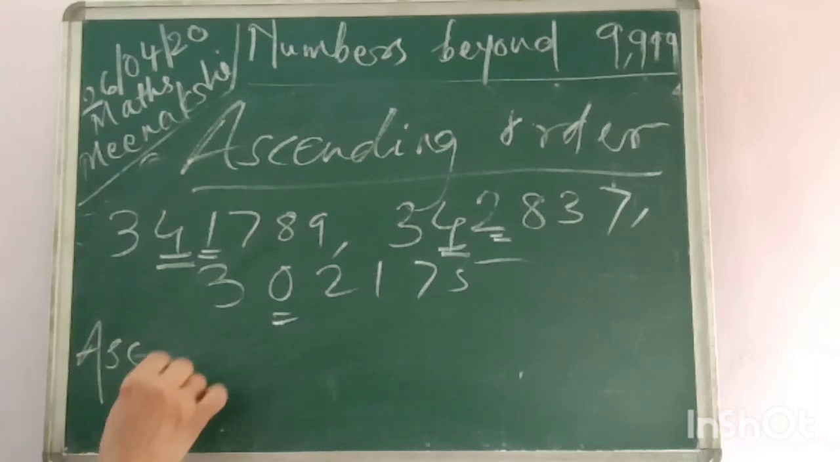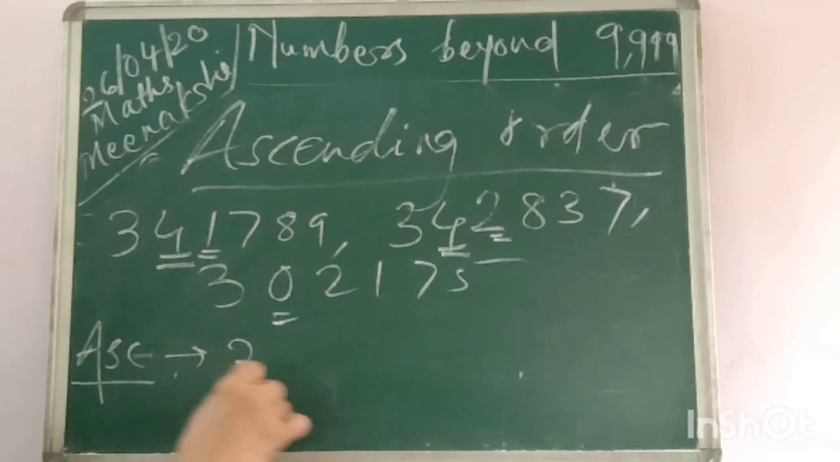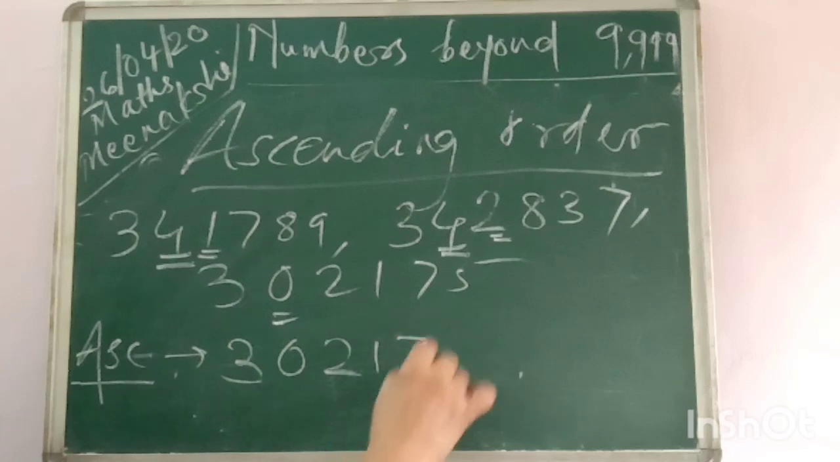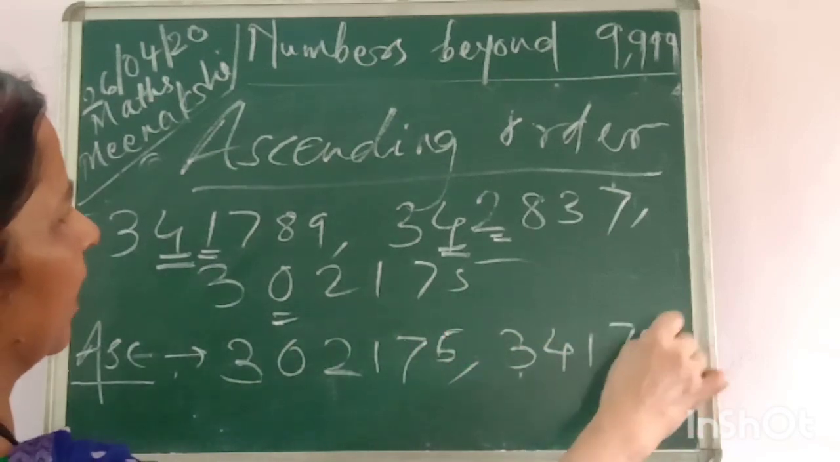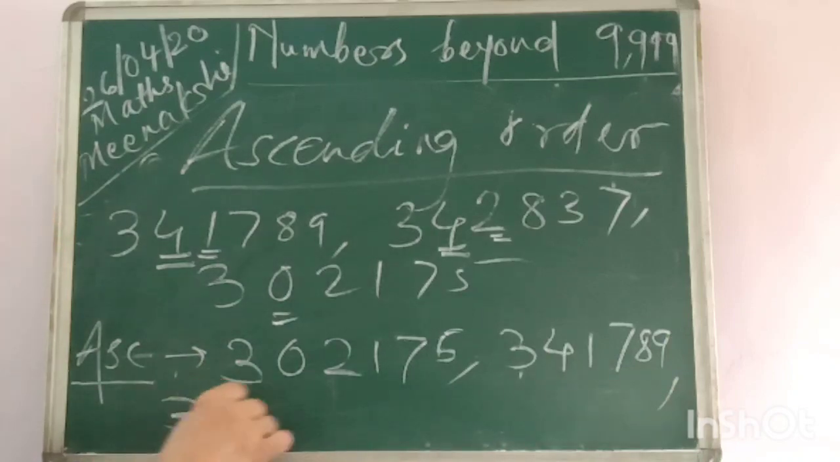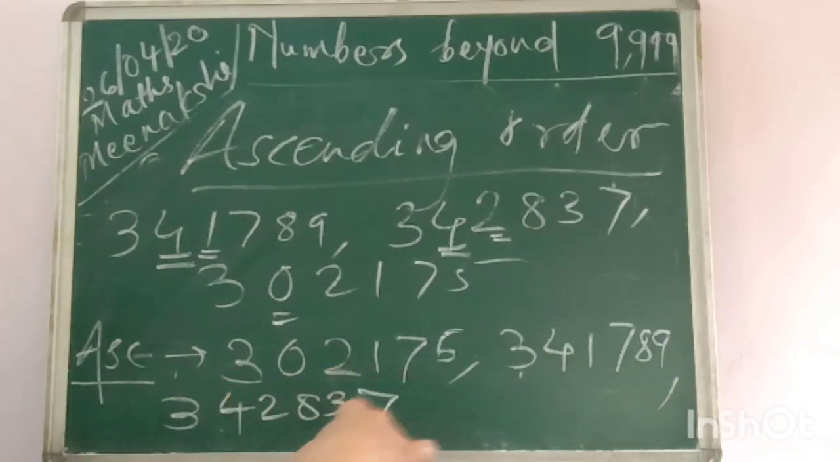You should write here first ascending. Okay. So this will be 3, 0, 2, 1, 7, 5. Then 3, 4, 1, 7, 8, 9. And then 3, 4, 2, 8, 3, 7. Okay children, so in this way you will arrange the given numbers in ascending order.